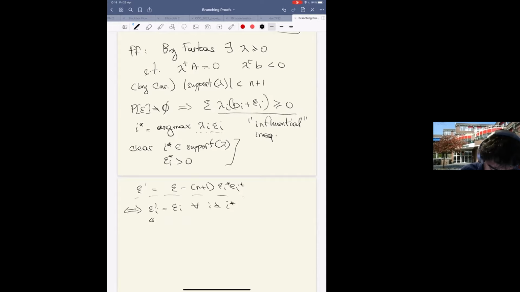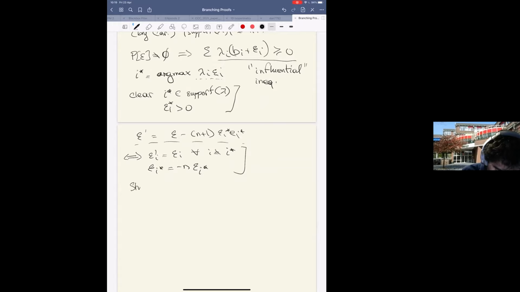And epsilon I star is minus N epsilon I star, right? That's all this epsilon prime is. Okay, now let's convince ourselves that, so we want to show that P epsilon prime is empty. And we can do that by just evaluating the Farquhar certificate and hoping to see that when you evaluate the Farquhar certificate, you in fact get a certificate of infeasibility for P epsilon prime.